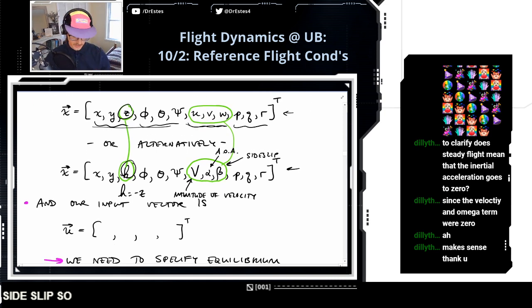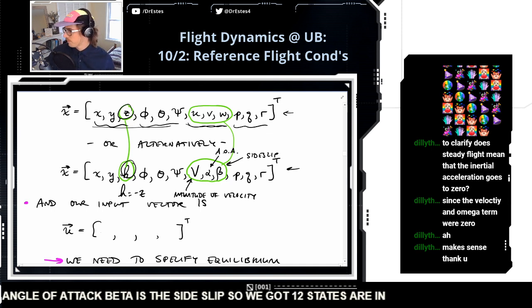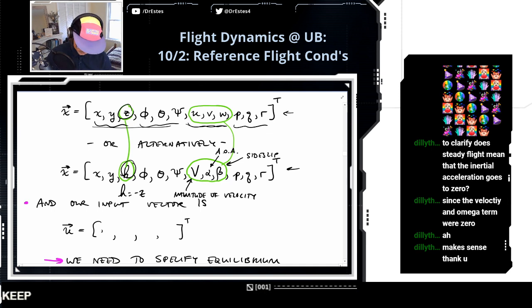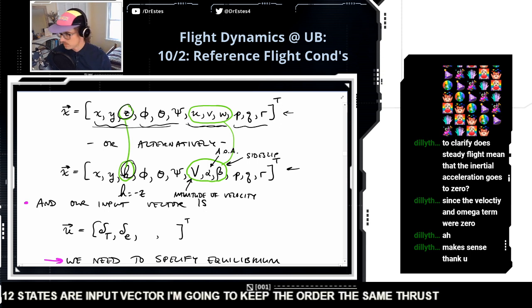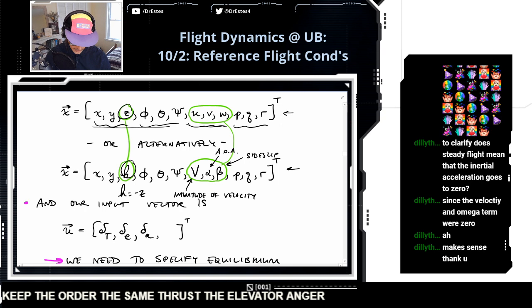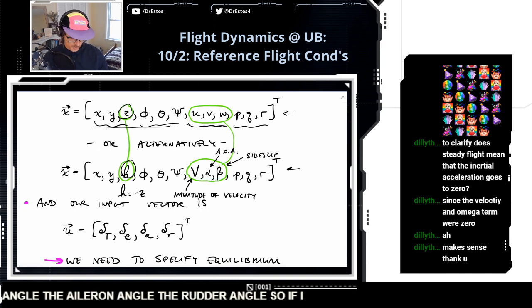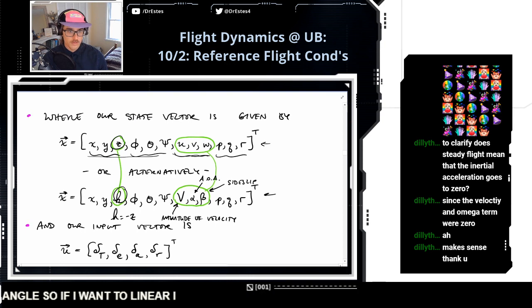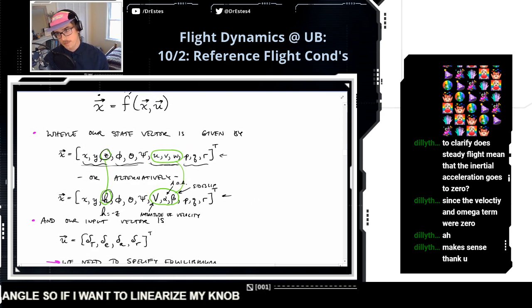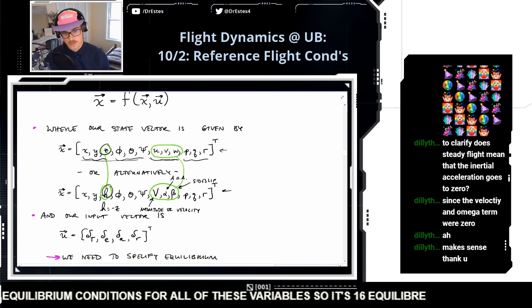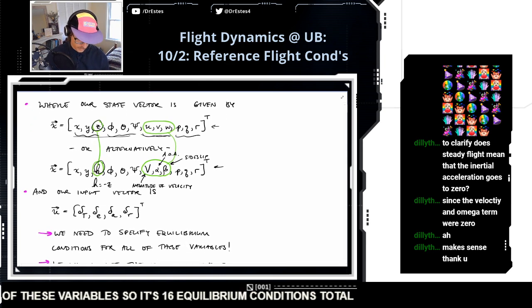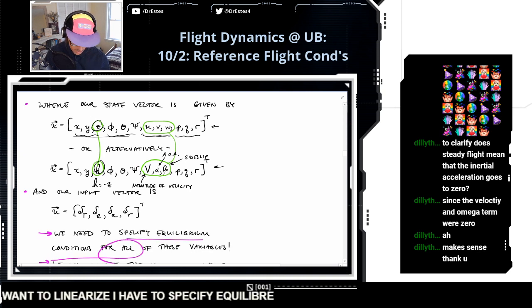So we got 12 states. Our input vector, I'm going to keep the order the same: thrust, the elevator angle, the aileron angle, the rudder angle. So if I want to linearize my non-linear state space model, I need equilibrium conditions for all of these variables. So that's 16 equilibrium conditions total. So if I want to linearize, I have to specify equilibrium conditions for all of the variables.